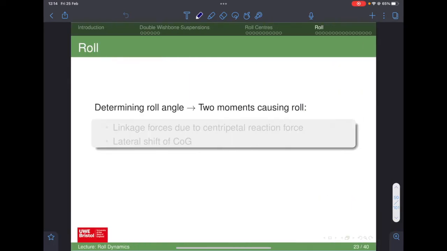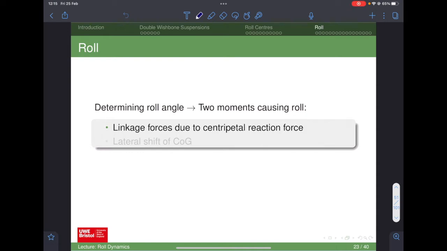Okay, so when a vehicle rolls, there's two couples, two moments that cause it to roll. Assuming you've got a roll centre that's below the centre of gravity, there's two things that cause the vehicle to roll. The first is the fact you've got a centripetal reaction force being applied through the linkages to the body. Centripetal reaction is obviously pointing out of the corner, or the reaction force. Centripetal force points towards the centre of the corner.